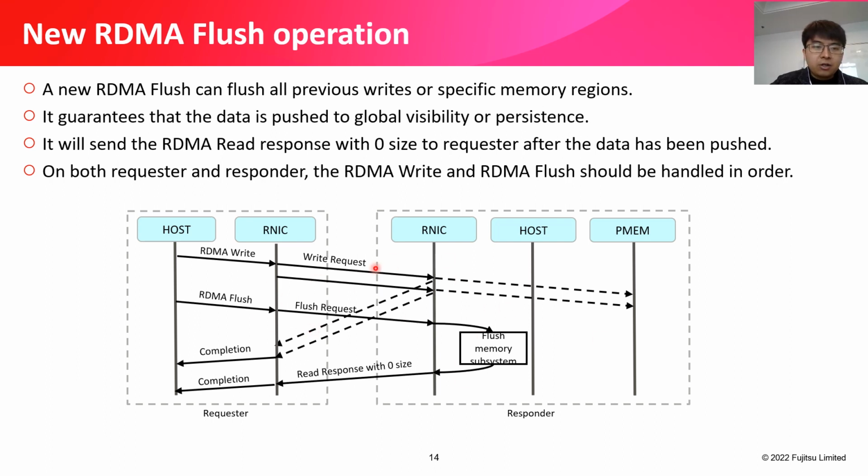Look at this figure. A new RDMA flush can flush all previous writes or specific memory regions. It guarantees that the data is pushed to global visibility or persistency. It will send an RDMA read response with zero size to the requester after the data has been pushed. On both requester and responder, the RDMA write and RDMA flush should be handled in order.